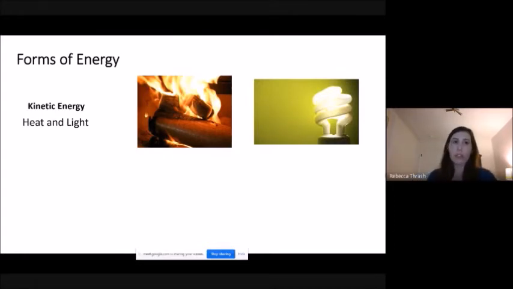So the first type is, of course, kinetic energy, or the energy of motion, and oftentimes we see this in heat given off by things that are burning. So like this wood is under combustion and it's giving off heat, and then also this light bulb here is radiating light, and we can see that also by heat as well.